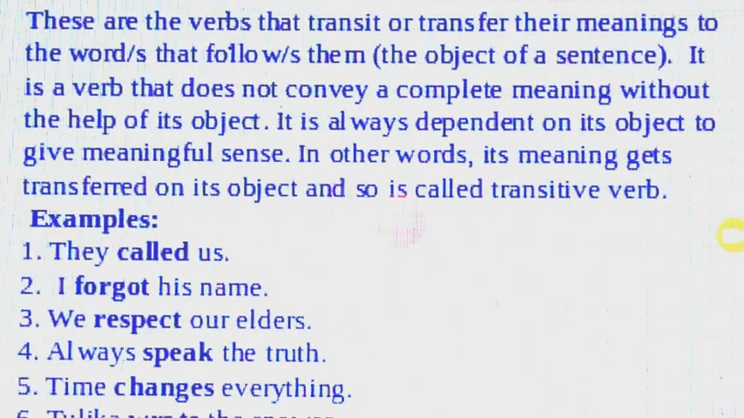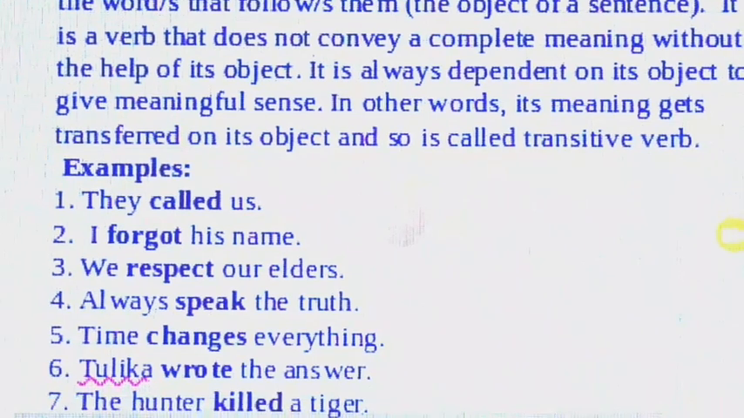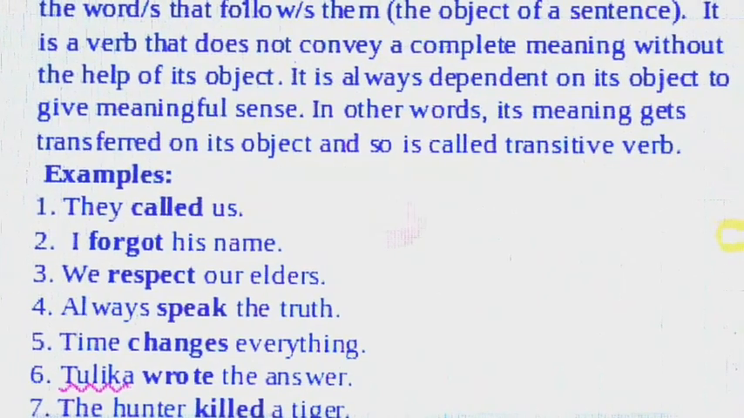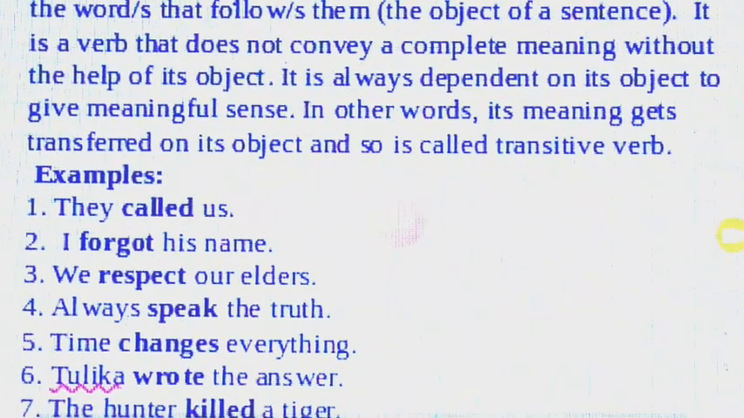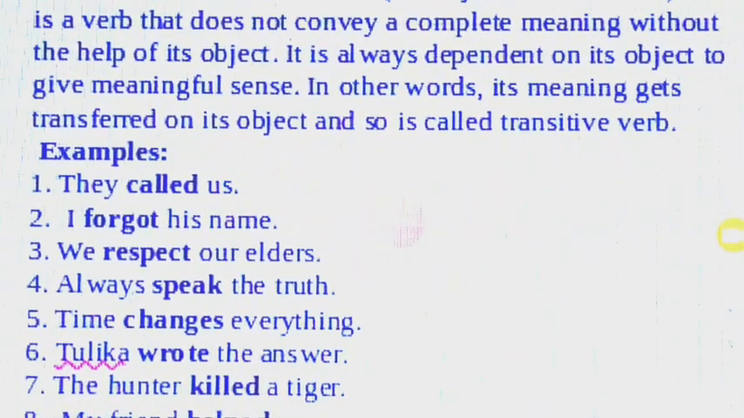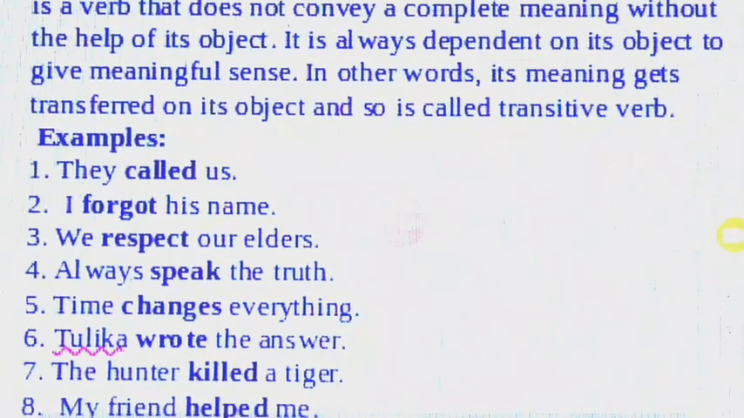As for example, number 1, they called us. Here in the sentence, called is the verb and this is a transitive verb because it has an object, us. We must use the word us as an object because without this the meaning is not complete. Suppose if we read the sentence like this, they called, then again we have to ask they called whom or what, and then we will get the object as its answer. So in order to complete this sentence we must use the object, otherwise it will not be completed.